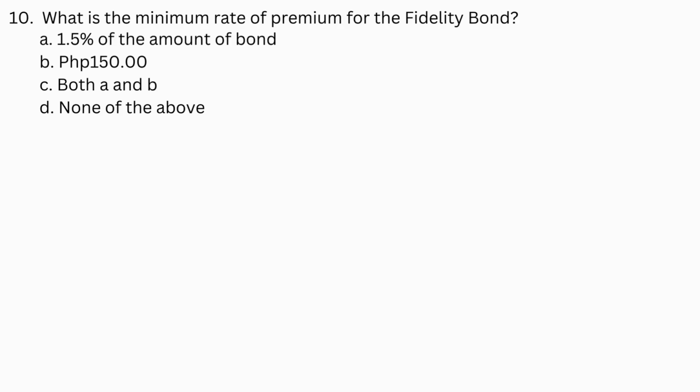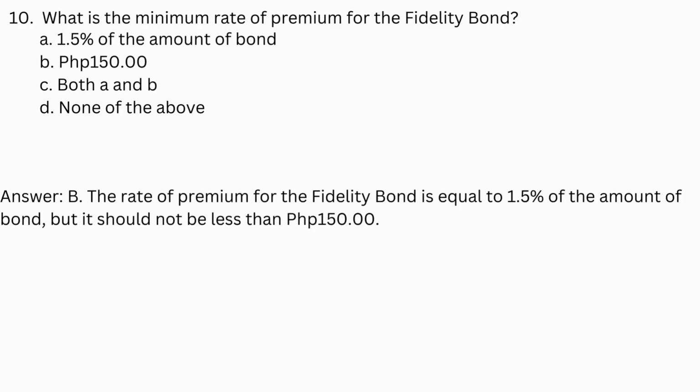Number 10, what is the minimum rate of premium for the Fidelity Bond? A. 1.5% of the amount of bond. B. 150 pesos. C. Both A and B. D. None of the above. Answer, letter B. The rate of premium for the Fidelity Bond is equal to 1.5% of the amount of bond, but it should not be less than 150 pesos.